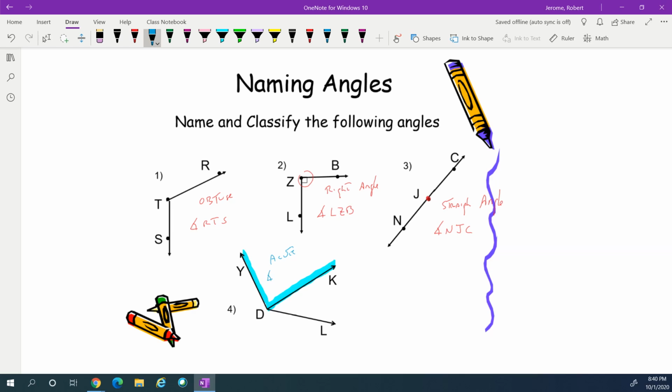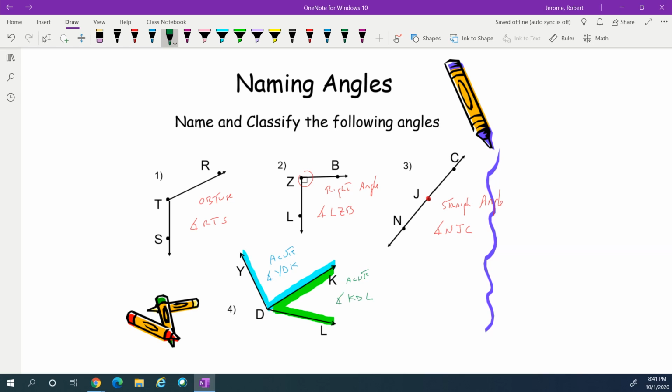And I could call that angle YDK. I could also call it angle KDY. That'd be fine. But I cannot call it angle D because look right next to it. Here's another angle that uses D as the vertex. So if you said angle D, nobody would know which one we're talking about. Here we have what looks like an acute angle. And we can call that angle KDL.